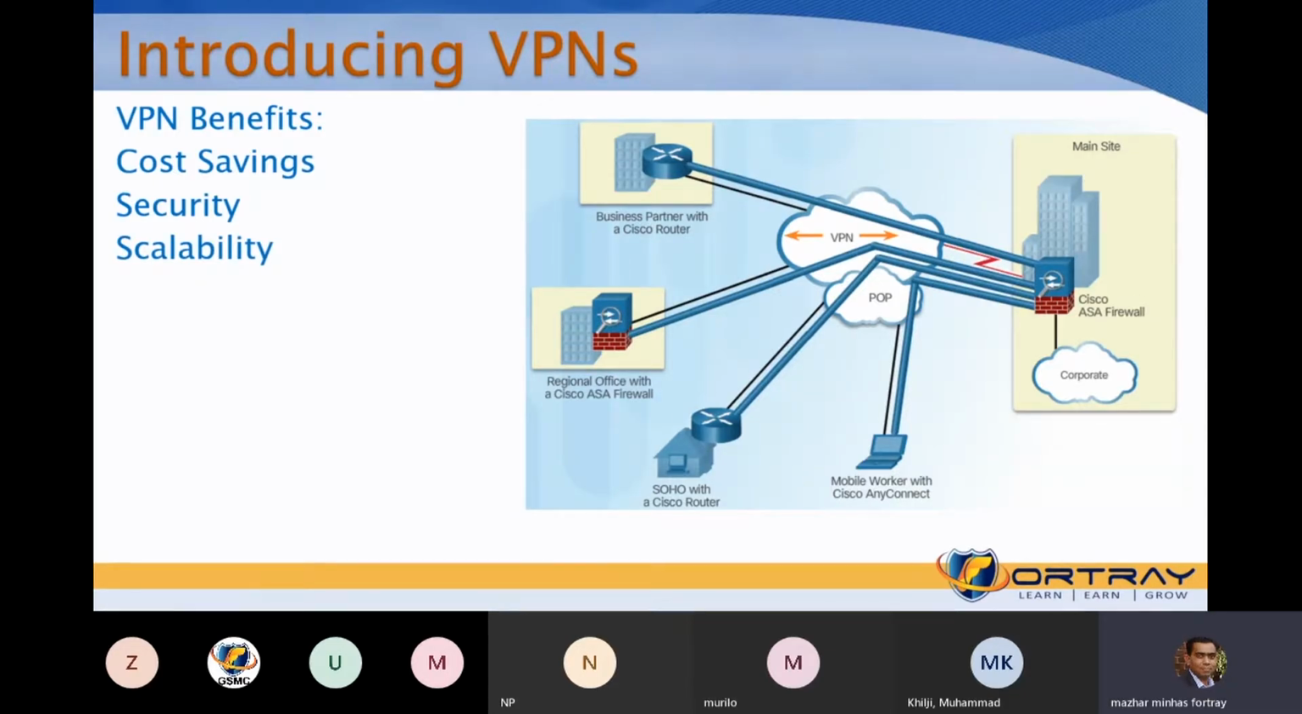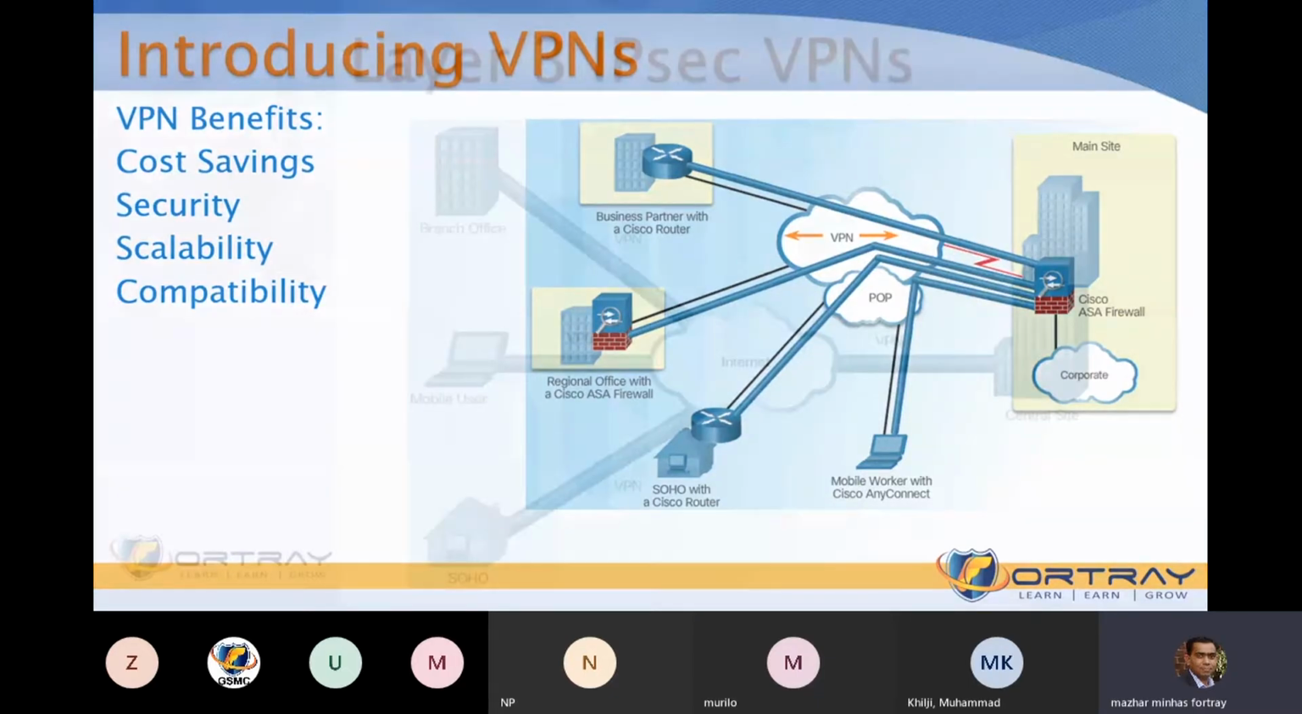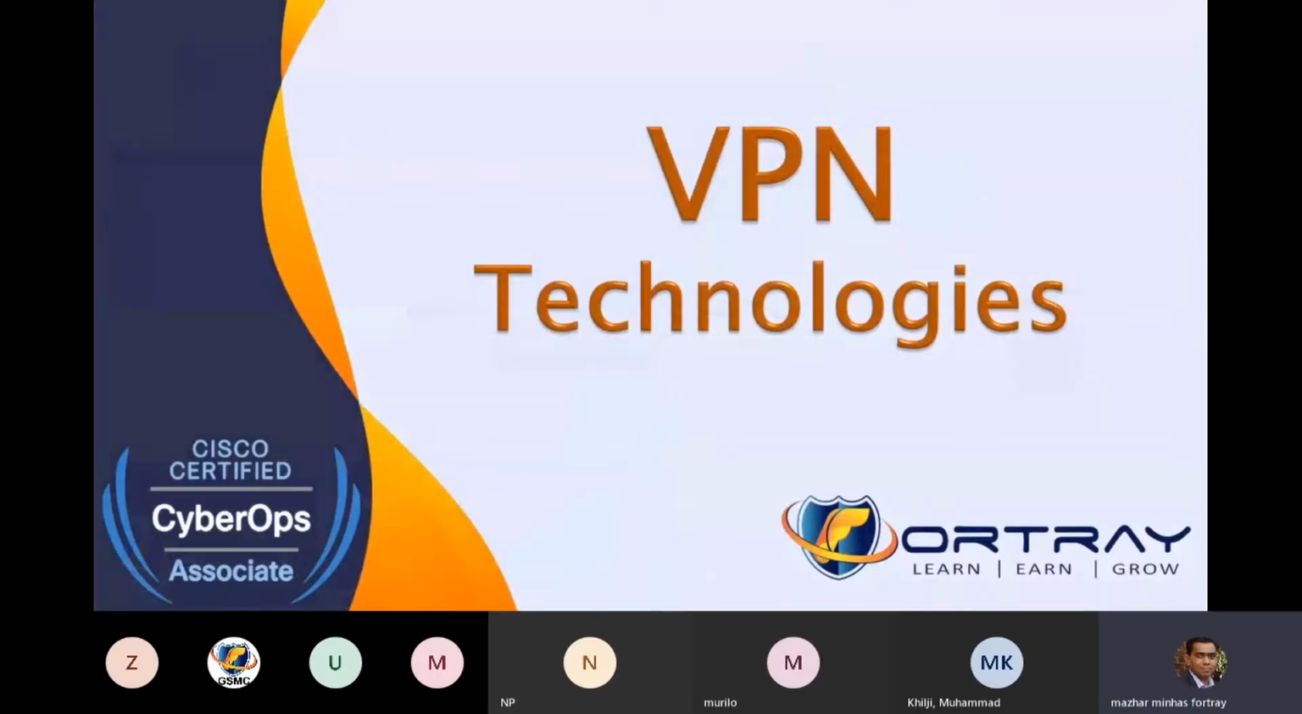Scalability, of course. Each company has its own network or a router, and you don't need to buy a separate dedicated line for each of them. You can scale your network, and as the network grows, you can easily grow as well. Compatibility, of course: it can be any router, any vendor, any lines. Even if you have DSL, broadband, ISDN, or any kind of network, you will still be able to build the VPN.